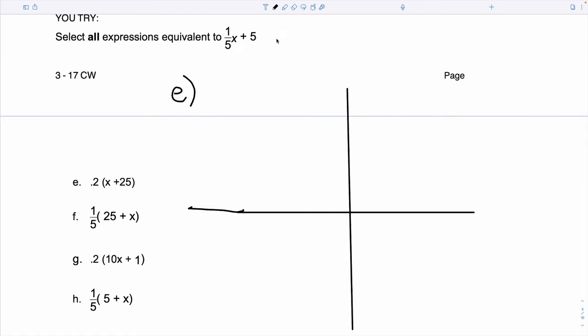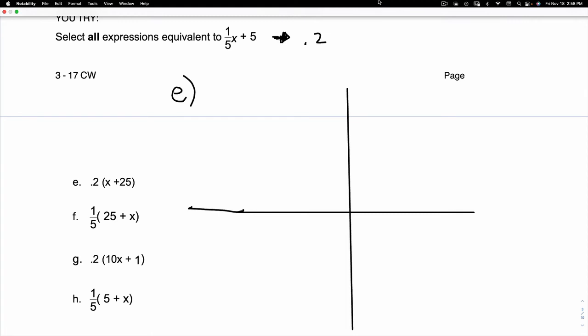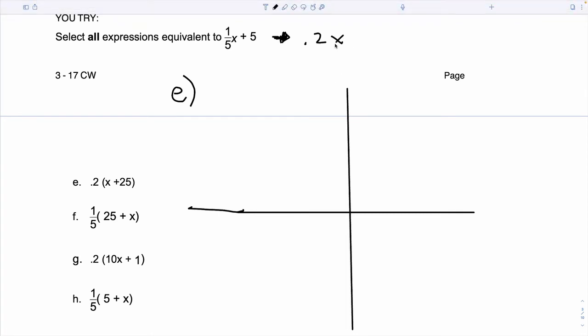Right, 1/5 x plus 5, so it looks like a decimal to me. Lee, what other expression can I use? 0.2x, correct. Plus 5. Abe, it's okay. He's not feeling good, just leave him alone.